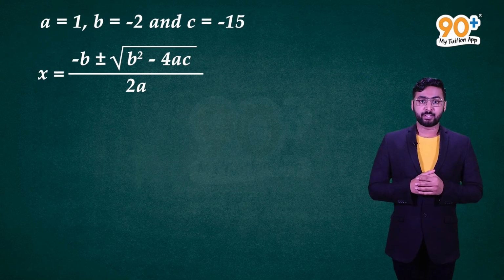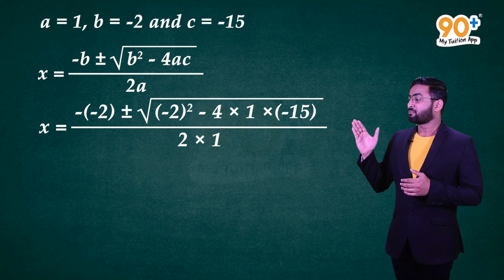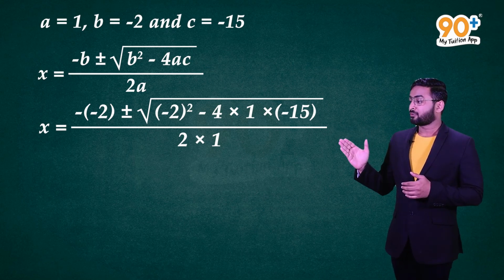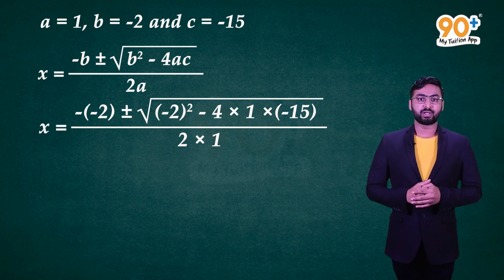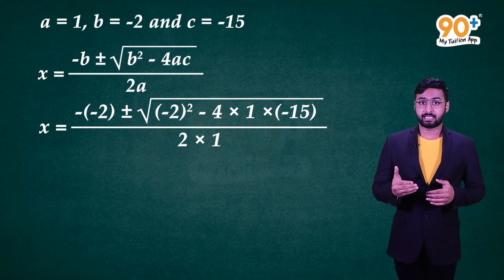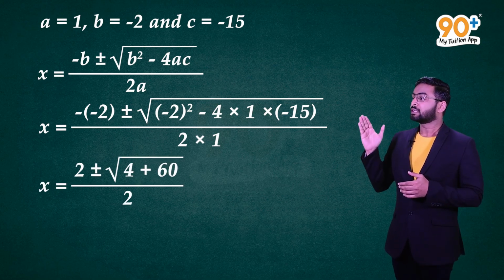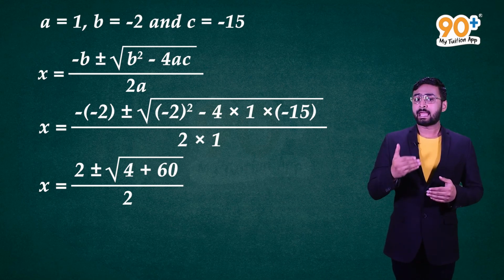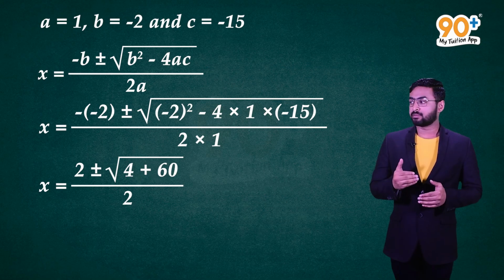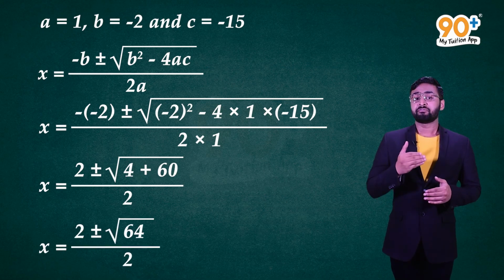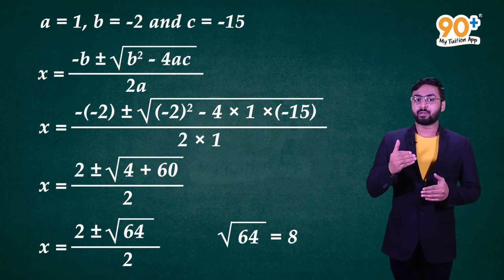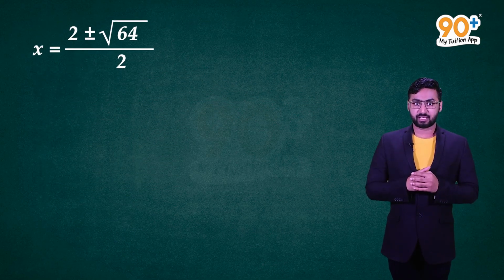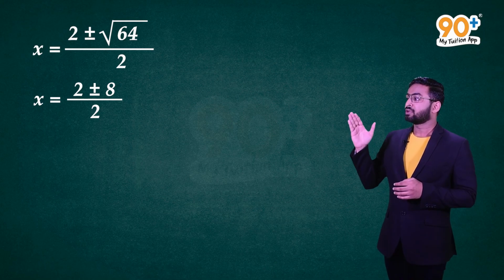On substituting the values, we get x = minus of minus 2 plus or minus root of (minus 2) square minus 4 into 1 into minus 15 by 2 into 1. Simplifying this, we get x is equal to 2 plus or minus root 4 plus 60 by 2. On adding the terms inside the root, it becomes 64. We know that root 64 is equal to 8. Then our equation becomes x is equal to 2 plus or minus 8 by 2.